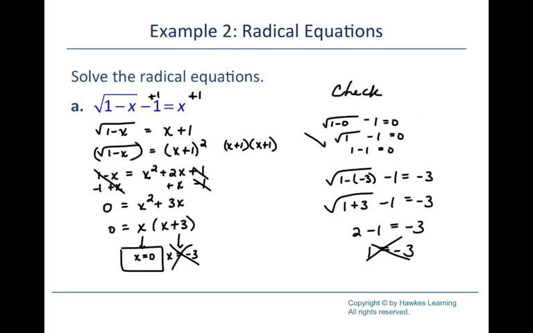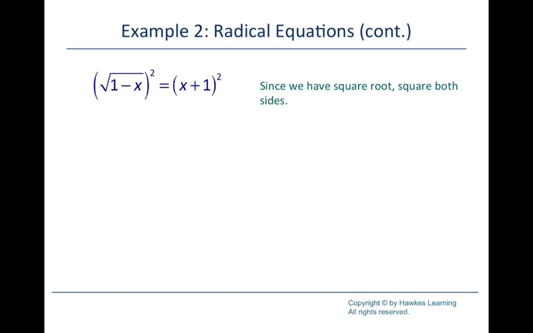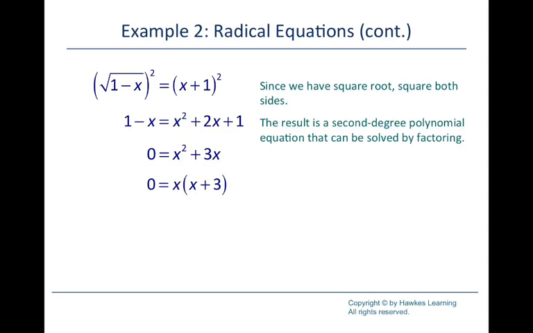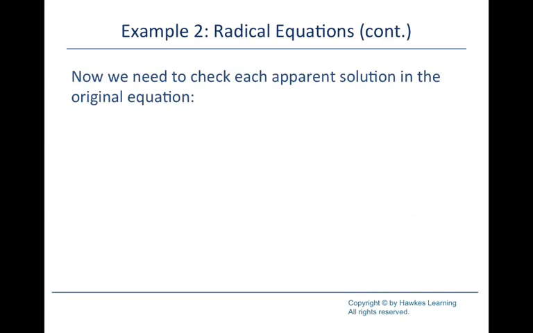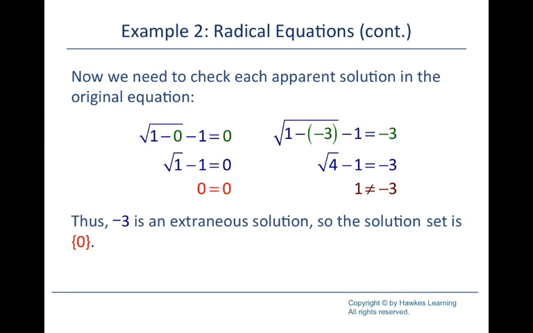Okay, so let's look at their solution. They isolated, they squared both sides, did the same thing we did, and then when they check again, they find that the 0 works, but the negative 3 does not. So negative 3 is an extraneous solution, and the solution set is just the 0.